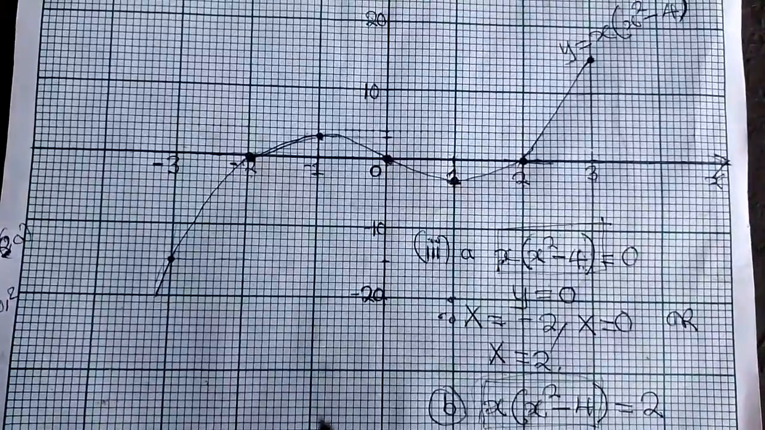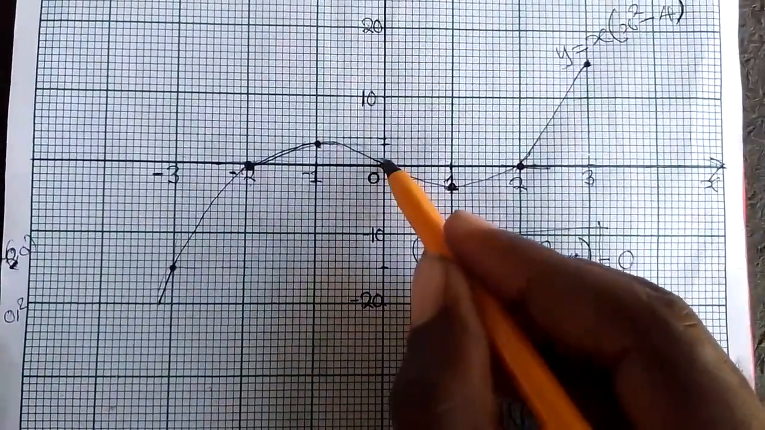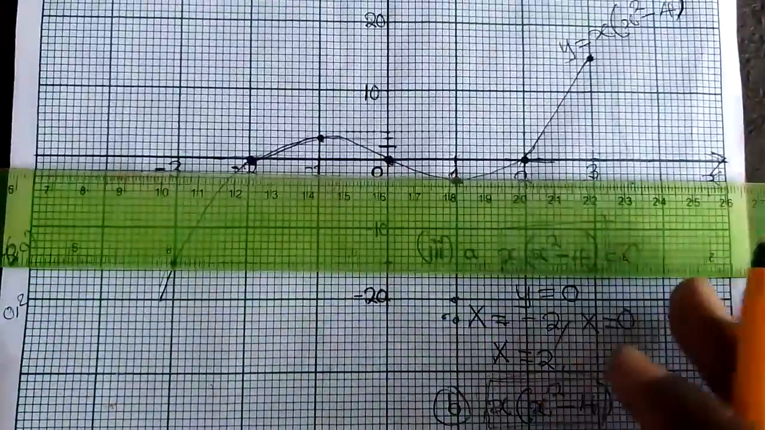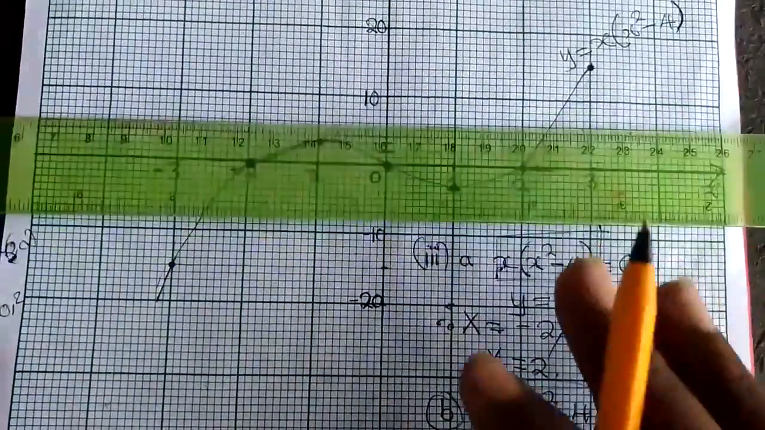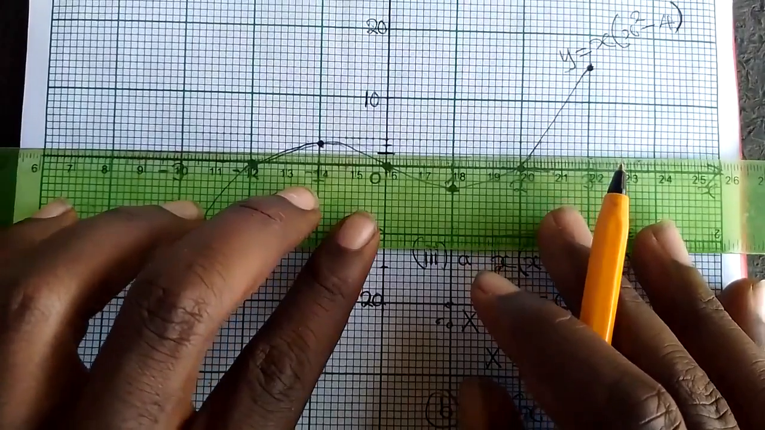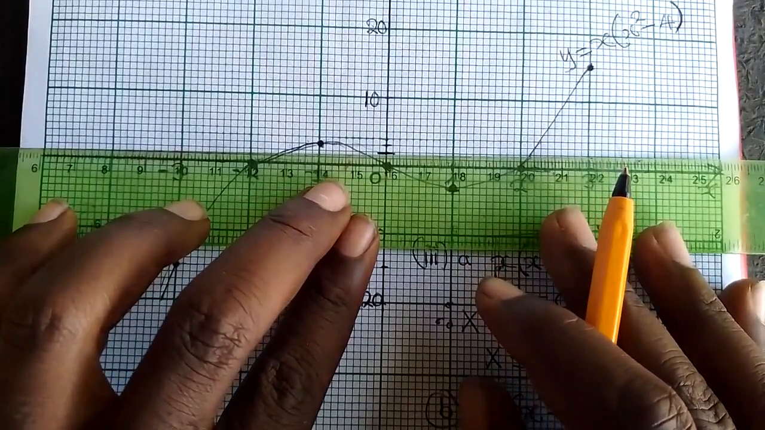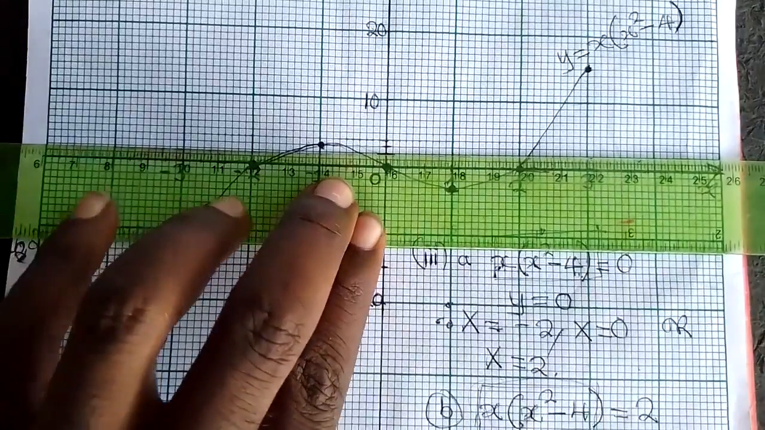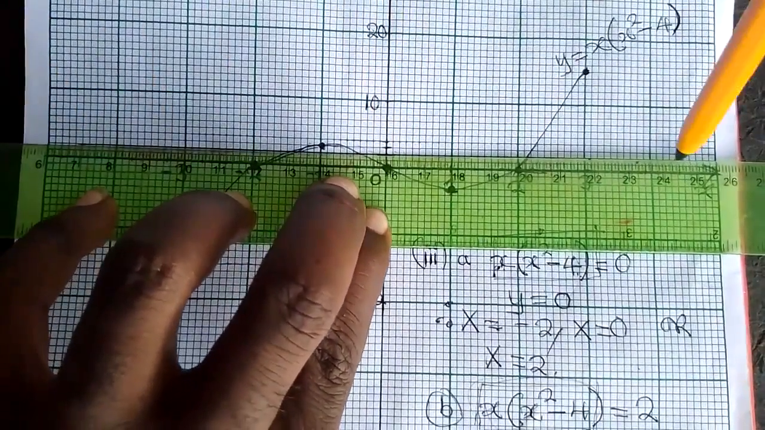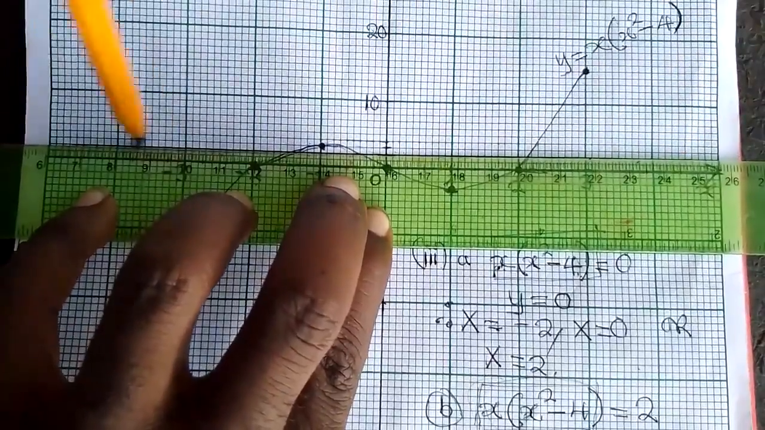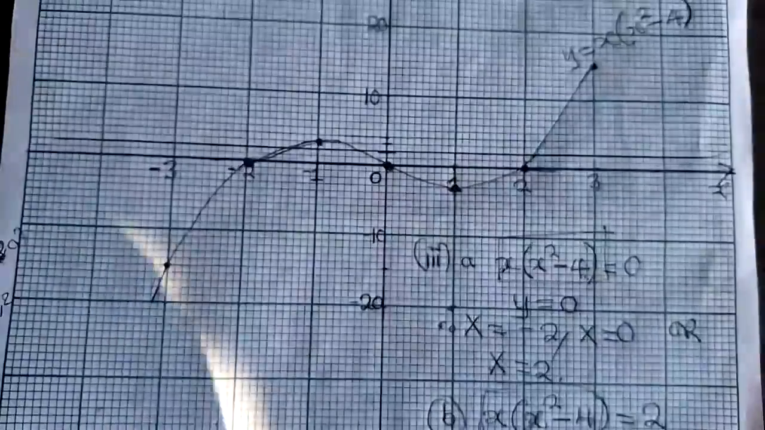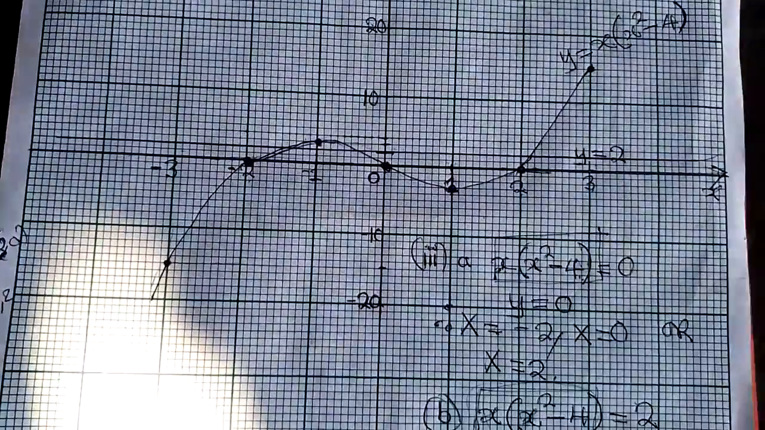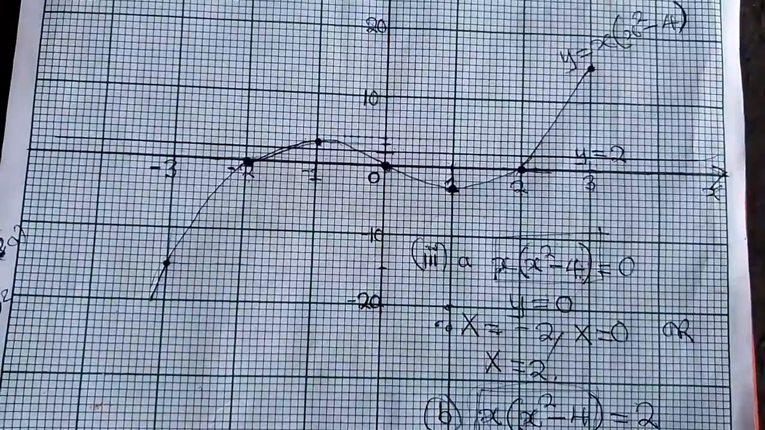Where is your graph? Where is y is equal to 2? 1, 2 here. y is equal to 2 here. That's where you're going to put your line like this. You get your ruler, you put a line like this, where y is equal to 2. So a line will look like this. Have you seen? The line which I've drawn there, that is y is equal to 2.